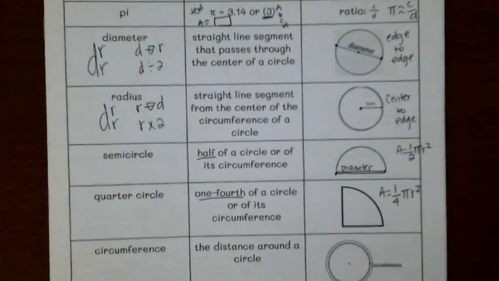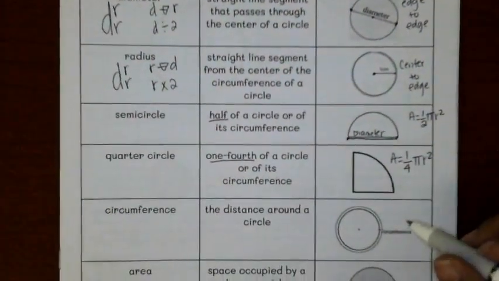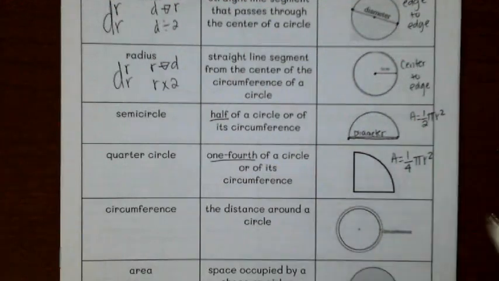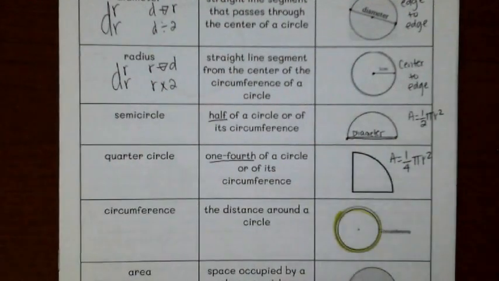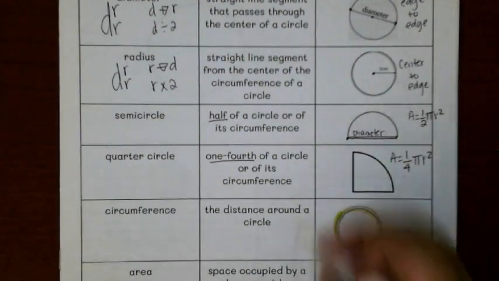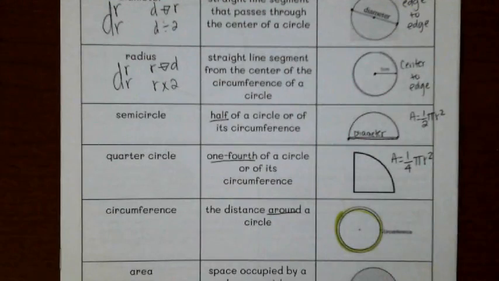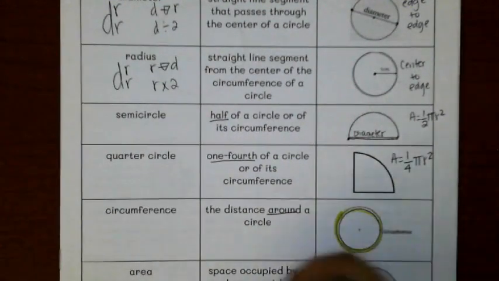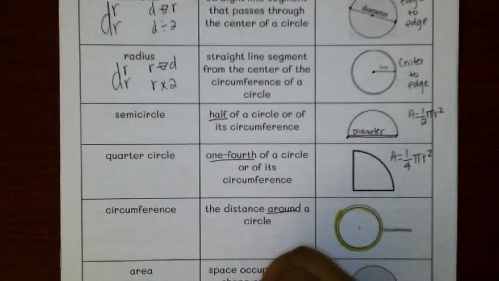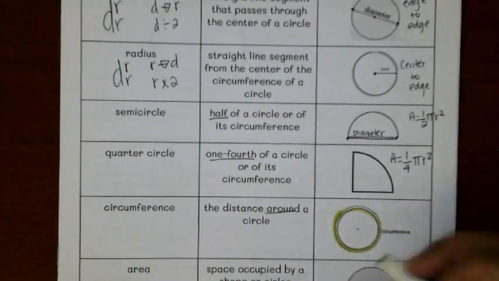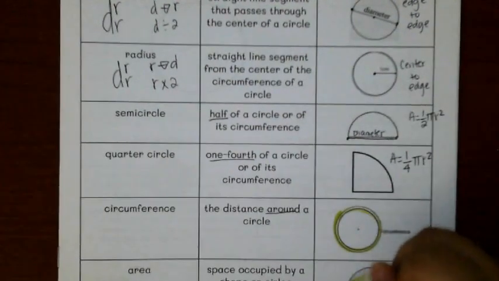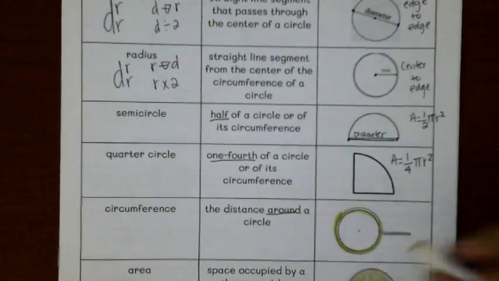Okay. Then we have circumference. Circumference is going to be the distance around the circle. Okay, so that's a key word for circumference. Area is going to be the space occupied by a shape or circle. This one is inside the circle. So everything inside. All right.